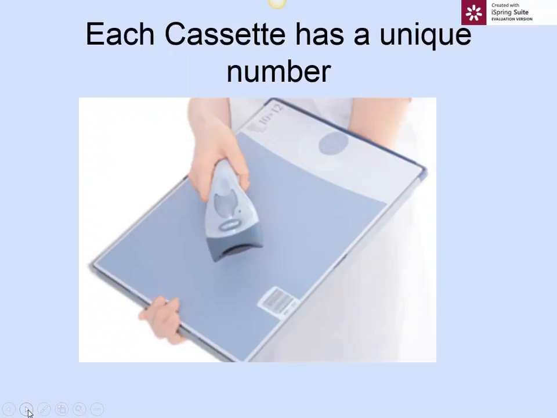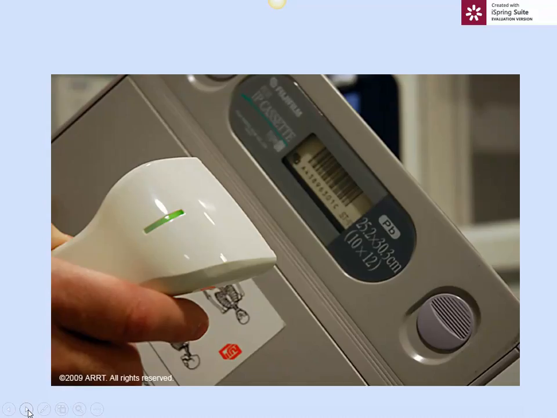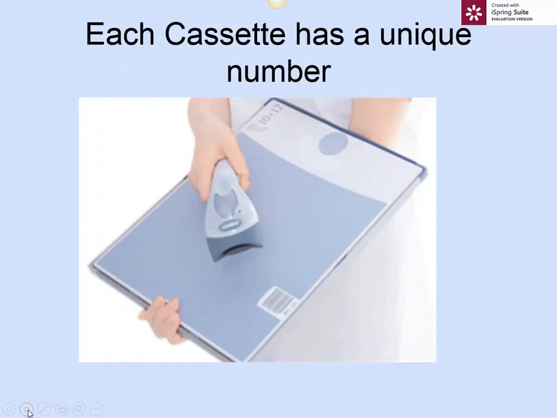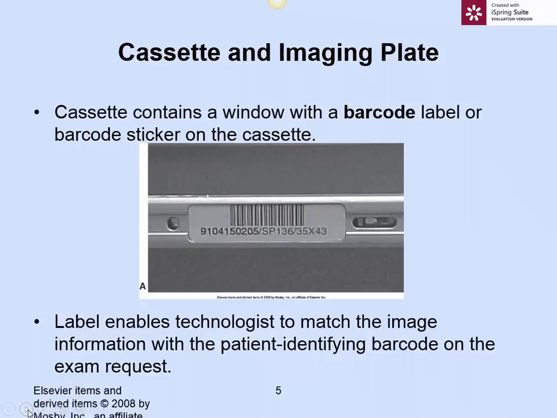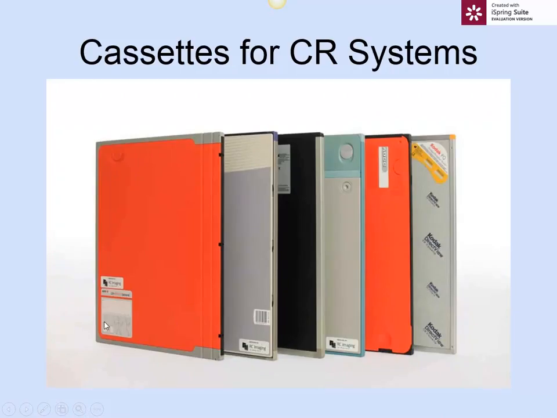Now, the barcode reader may be handheld like this, or it may be fixed. You scan it in. It has that unique number. You can see we've got those here. By the way, notice that we've got different types of cassettes here again. Kind of back off. The orange ones were the AFGA cassettes. You can see we've got Kodak, now Carestream. You actually recognize these as being Fuji cassettes.